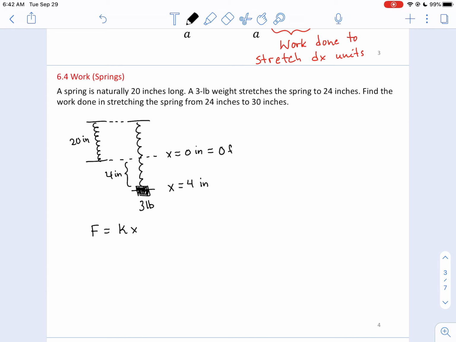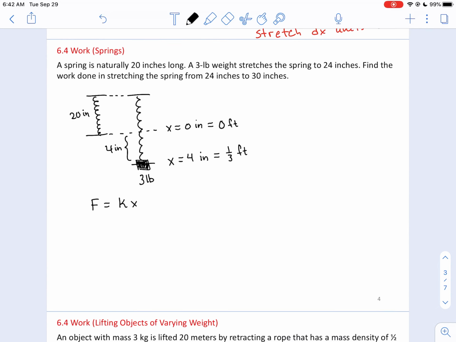Well, 0 inches is 0 feet. 4 inches is a third of a foot. Okay, so now we can return to Hooke's law right here. So we know 3 pounds is required to hold the spring 1/3 of a foot beyond its natural length. So I'm going to divide both sides by 1/3 of a foot to get k. So k is equal to 3 pounds divided by 1/3 of a foot.